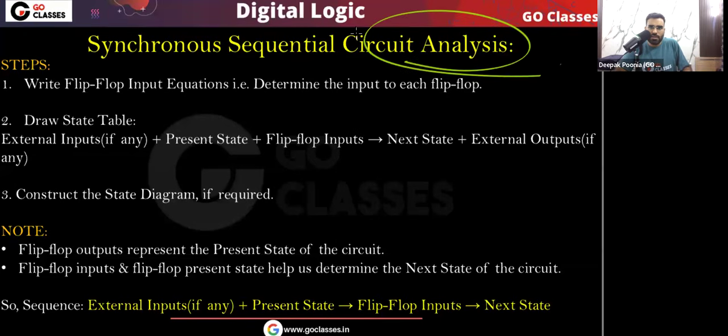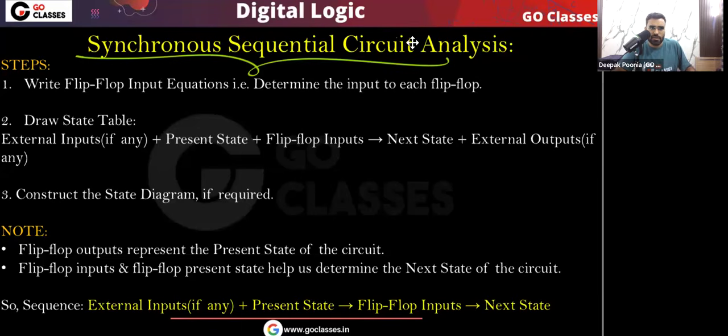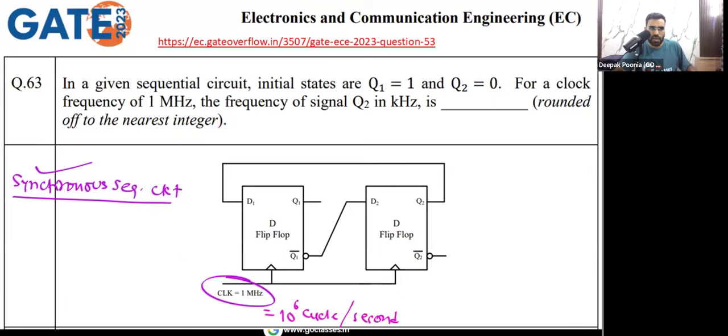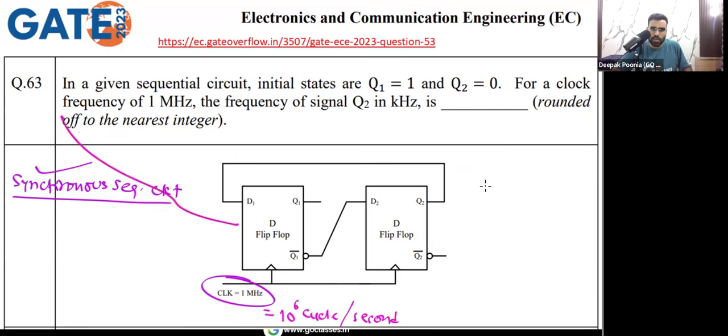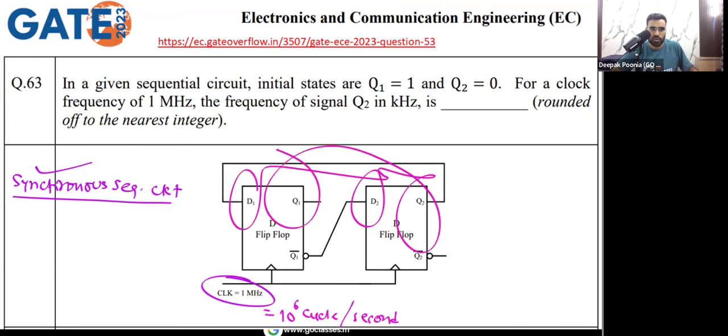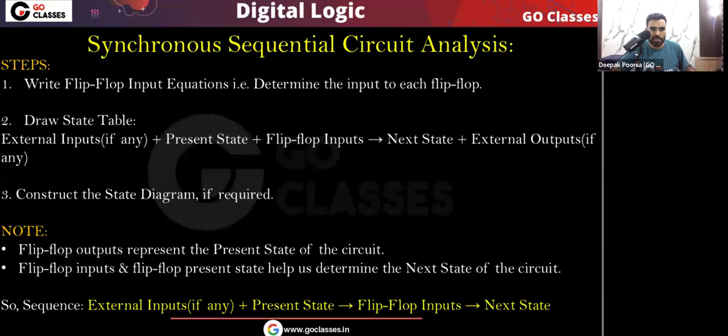We have already seen how to do the analysis of synchronous sequential circuit. The steps are: step number 1, we will write the flip flop input equation. Step number 2, we will draw the state table. You can notice one thing: in this circuit there is no external input, there is no external output. Look at this circuit, there is no external input and there is no external output here. We have flip flop inputs, we have flip flop outputs, that's it. So very simple, there is no external input, so forget about it. There is no external output, so forget about it.